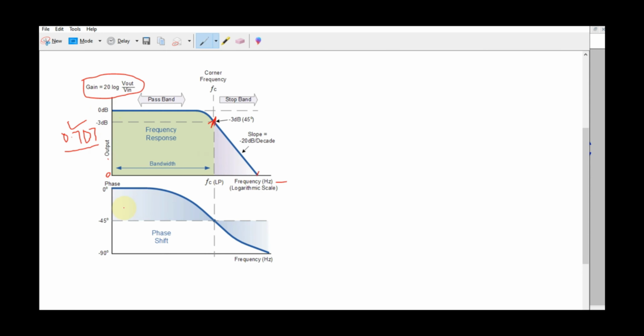Let us understand the plot between phase and frequency. At the corner frequency, you can see your phase is shifted by minus 45 degrees. So at the corner frequency, your phase is shifted by minus 45 degrees. This is the basics of an RC low pass filter.